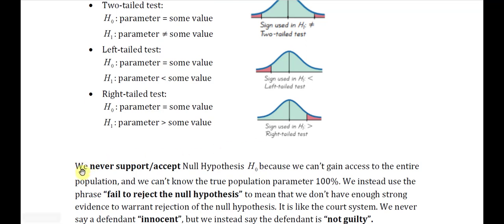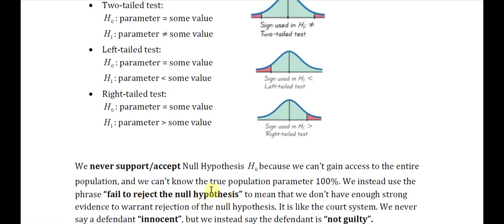Okay, now we never support or accept the null hypothesis H0, because we cannot gain access to the entire population, and we cannot know the true population parameter 100%. Therefore, we never support or accept the null hypothesis. You just simply cannot get all of the information from the entire population. Instead we use the phrase, fail to reject the null hypothesis.